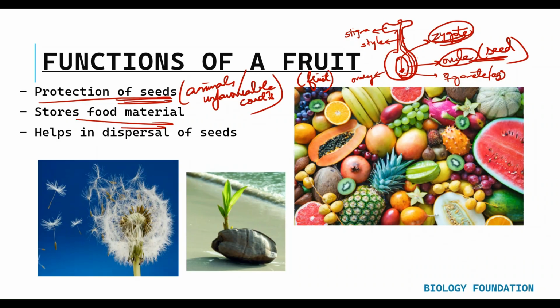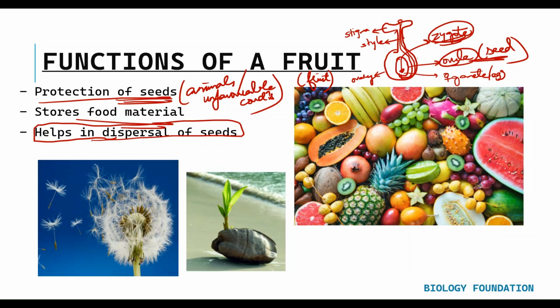And fruit stores food material. We all know fruits are rich in vitamins and minerals. We eat fruits, they're rich in fiber. So they store food material in them. And fruits help in dispersal of seeds. This point I'll explain in the upcoming slides in this video only. But basically, what are the functions of fruit? It protects the seed because seed has zygote in it, which later develops into a plant, and fruits store food material, which are a rich source of vitamins and minerals along with fiber. And fruits also help in dispersal of seeds. So fruits play a very important role in protection of the seeds, in storage of food material, and in dispersal of seeds.